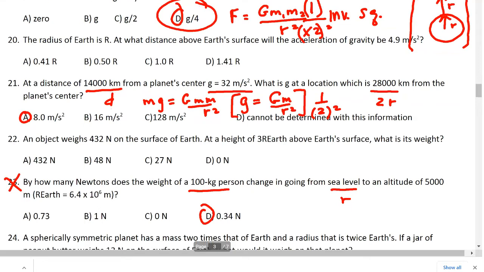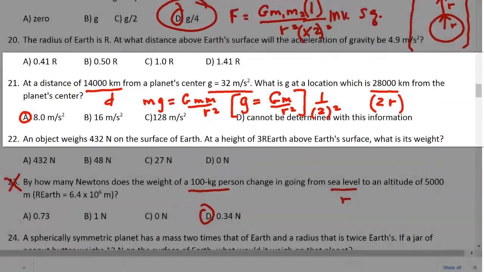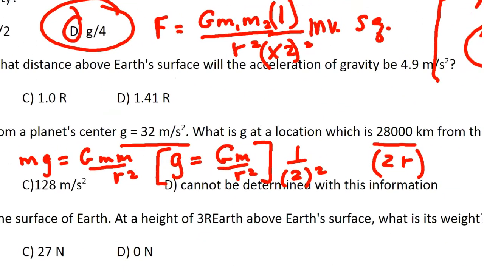21. You're at a distance of 1,400 kilometers from the center of the Earth. Its g is 32. What's the g at 2800? What are you doing? You're doubling the r. So let's do it again. There's nothing on the top that's changing.